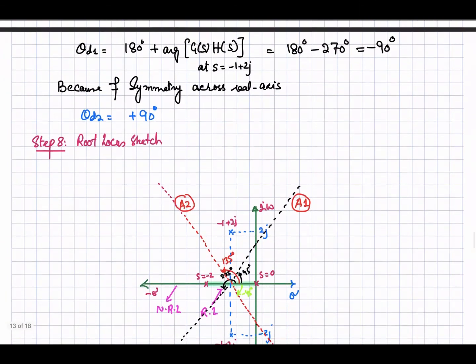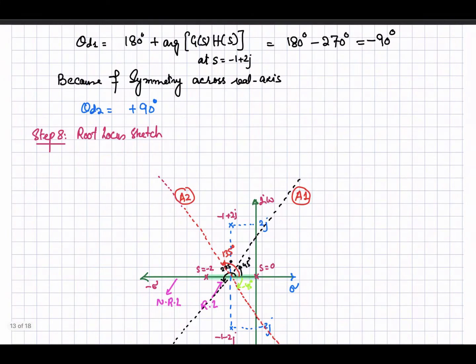Angle of departure will be equal to 180 degrees plus the argument of G(s)H(s) excluding this pole, so that is 180 minus 270 degrees, which is minus 90 degrees. And by symmetry the angle of departure of the other pole will be plus 90 degrees, right?